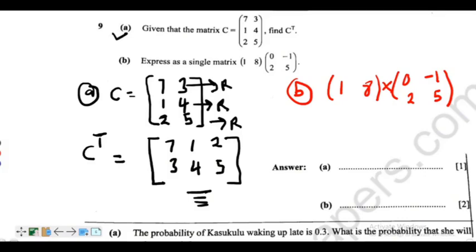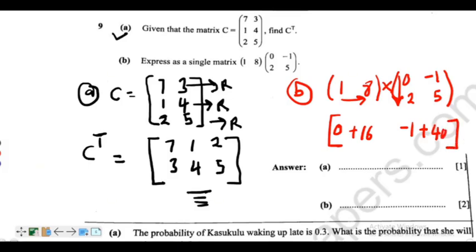So what does it mean? Let's see. To multiply this, you say this 1 times 0 is 0, plus, because it's row by column, 8 times 2, it's 16. I'll leave space right here. Again, the same, 1 times -1 is -1, plus 8 times 5, it's a 40. Okay, like this.